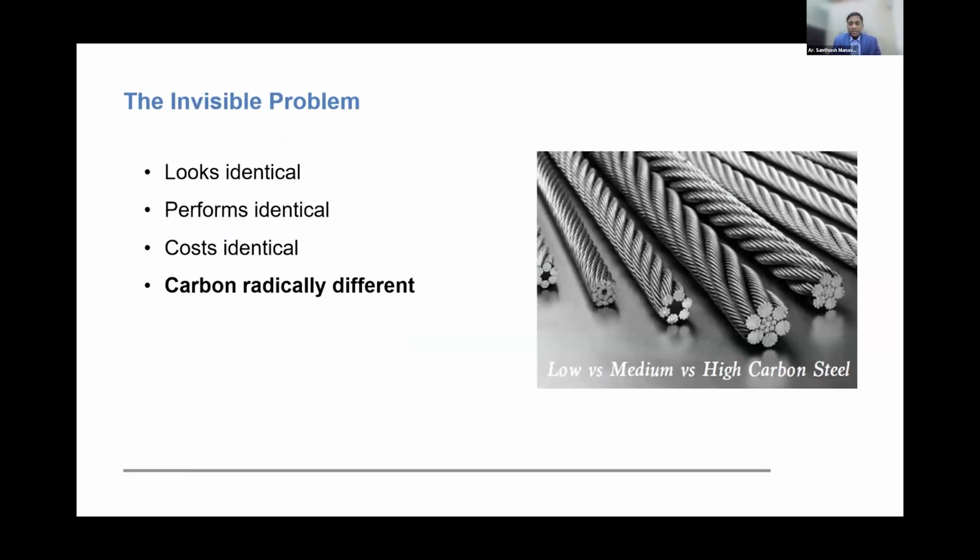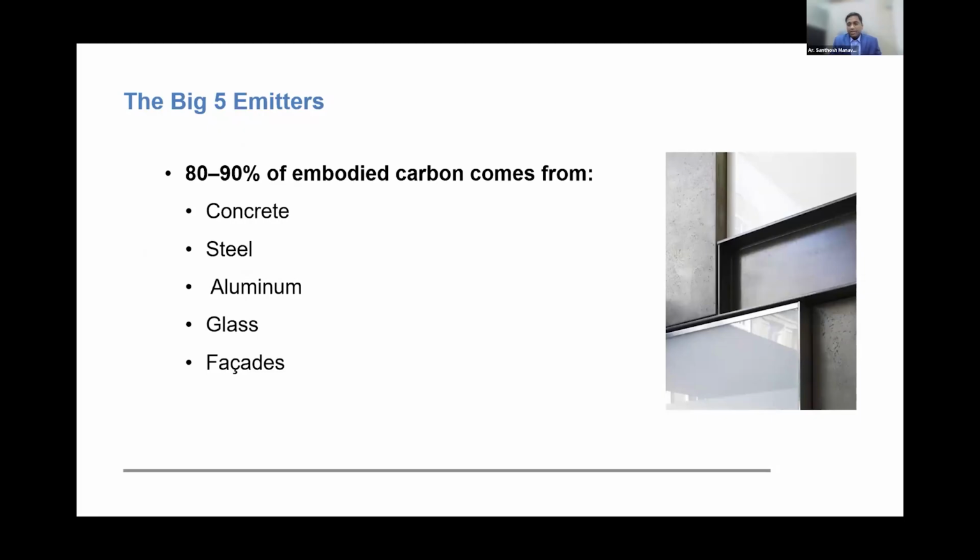So it could be an invisible challenge, with embodied carbon particularly. Two materials can look identical, they could perform identically, they could even cost the same, yet they may have a radically different carbon footprint. Without the carbon data, construction teams and the project teams, including the client as well, may not have a way to distinguish between them, and the high carbon choices may get locked into the project unintentionally. So we have to break down the embodied carbon into a clear pattern.